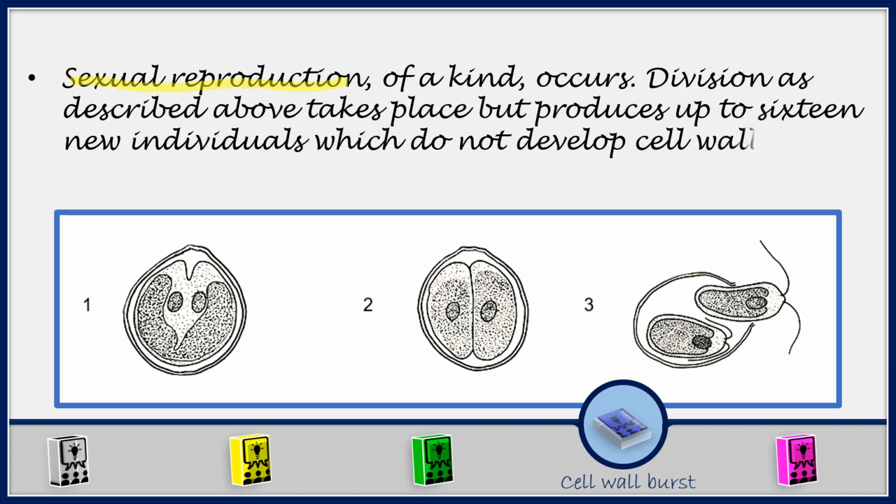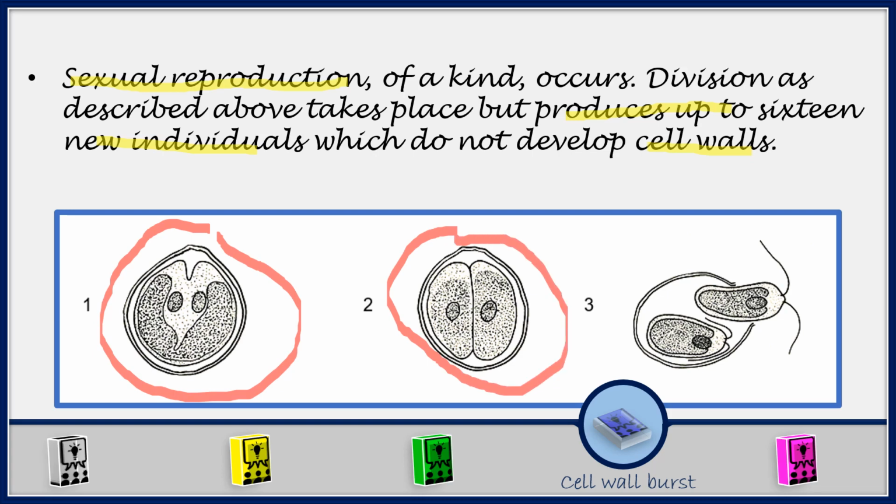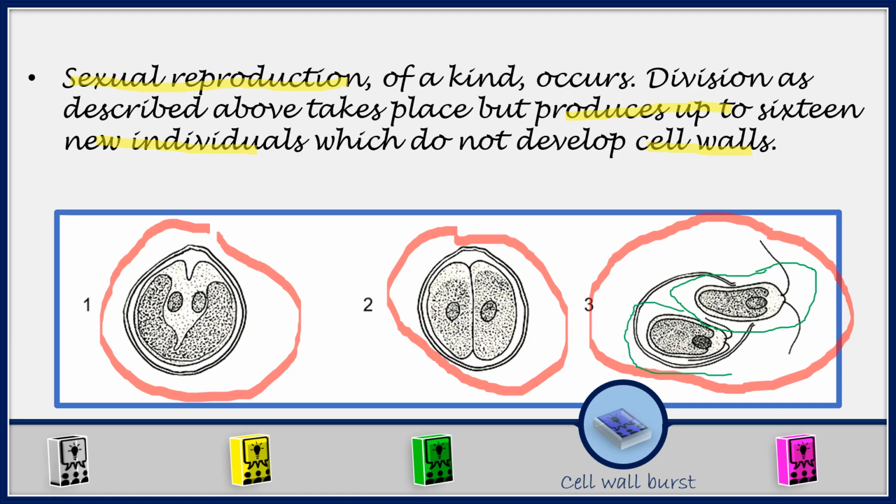Sexual reproduction of a kind occurs. Division, as described above, takes place, but produces up to 16 new individuals, which do not develop a cell wall. So this type of cell division that we are having here is asexual. We are forming individuals by cell division. It is asexual reproduction. But these individuals we are forming do not have a cell wall, the individuals that have been produced asexually through cell division.